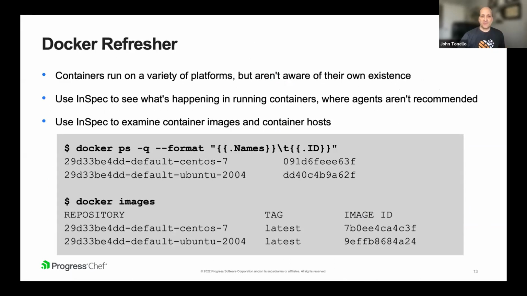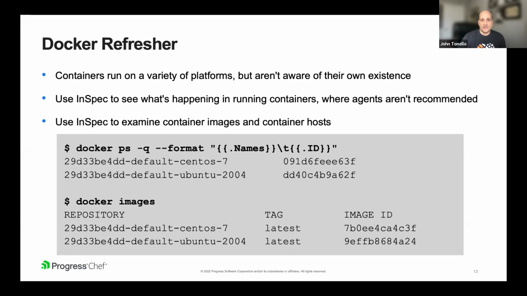My Docker refresher here, as I mentioned before: Docker and any container run on a variety of platforms, but they're not aware of their own existence. By that, I mean you can't scan a container looking for information about its host system or even its image. It just knows it exists. And in the examples I'll show, we'll be looking at those different things: the inside of a running container, the image that created that container or others, and the host itself. So those 3 different phases.